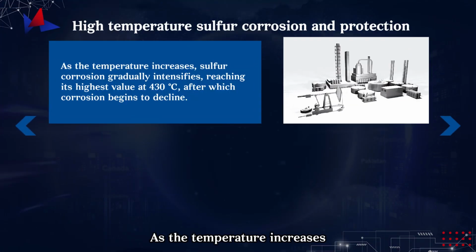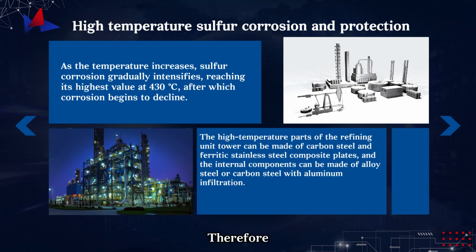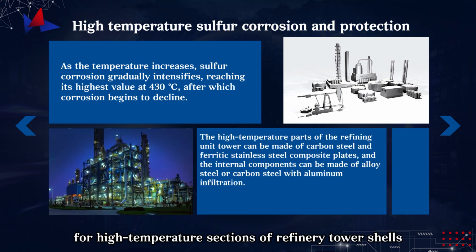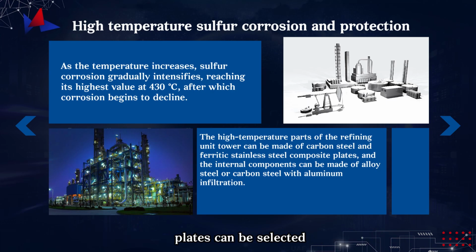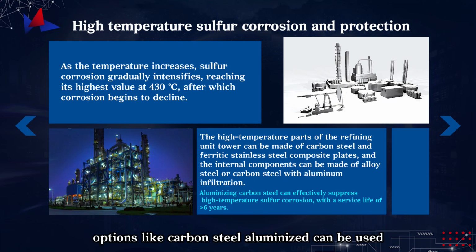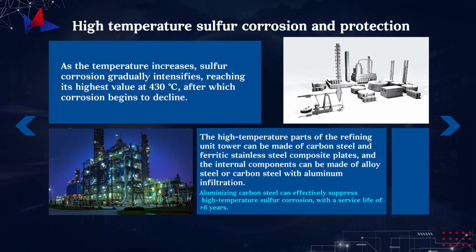As the temperature increases, sulfur corrosion gradually intensifies, reaching its peak at 430 degrees Celsius, after which corrosion begins to decrease. Therefore, for high-temperature sections of refinery tower shells, carbon steel clad with ferritic stainless steel composite plates can be selected. For tower internals, options like aluminized carbon steel can be used. Aluminizing carbon steel can effectively inhibit high-temperature sulfur corrosion. Many refineries in Japan use this material, with a service life of over 6 years.